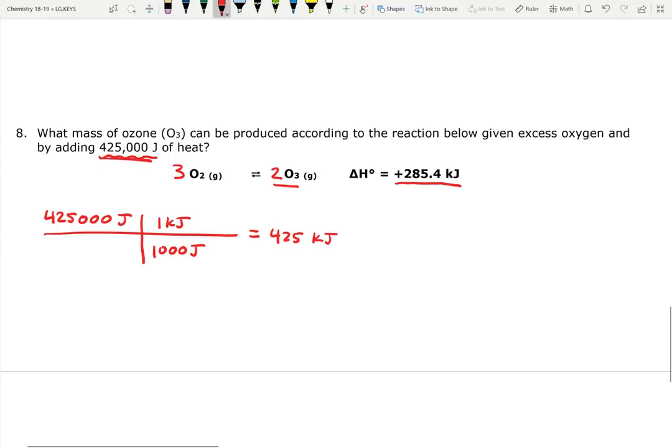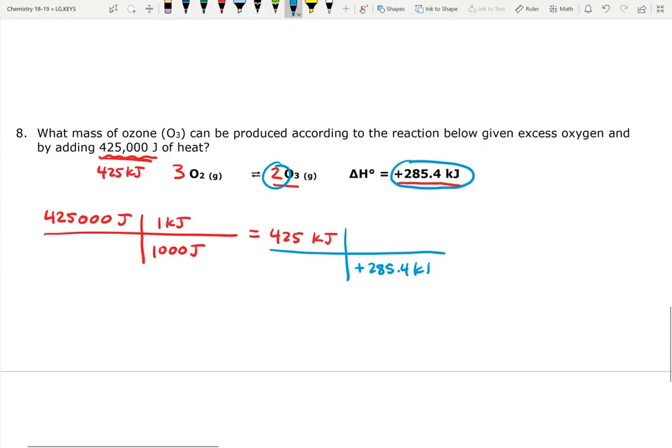So that's how much we're putting in, 425 kilojoules of heat energy being supplied. And now they want to know how much ozone we can make. Well, let's take that 425 kilojoules and go for it. All right, let's solve it. Take that answer and run. Do we have a way to connect kilojoules of energy to moles of ozone gas? We do. It's right here. It's 285.4 kilojoules.